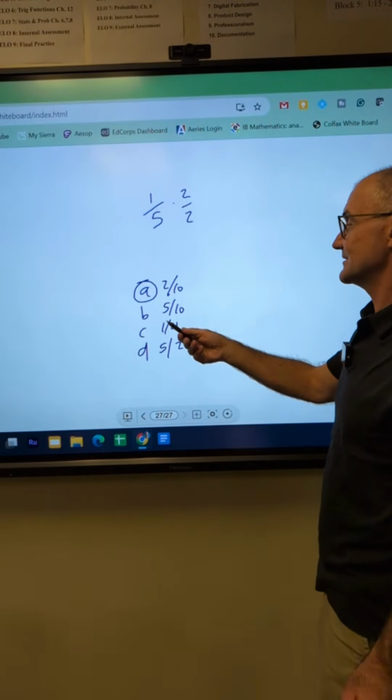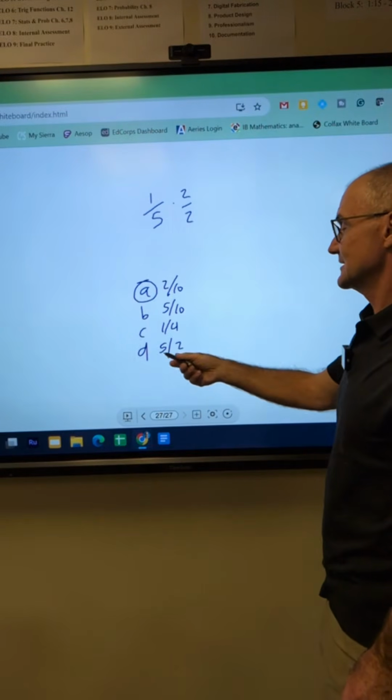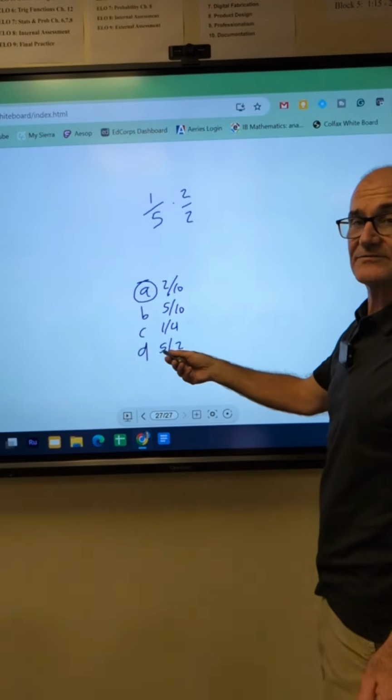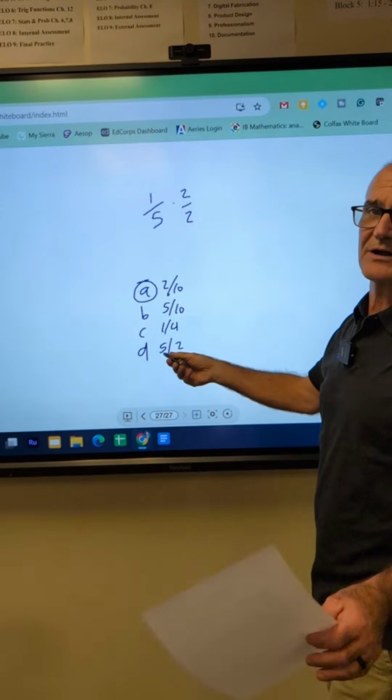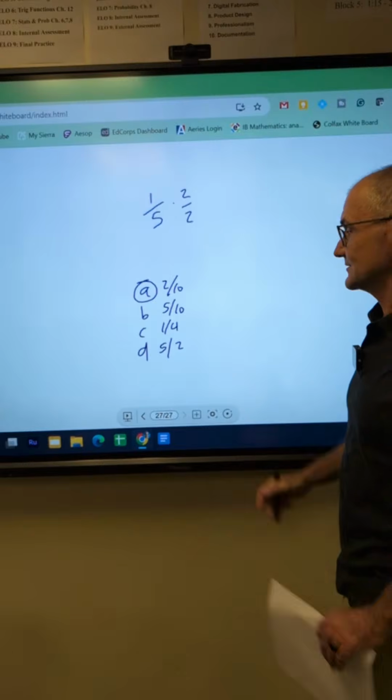5/10 is a half. I could eliminate that. 1/4 and 1/5 can't be the same. This is a really big number, right? 5 over 2 as an improper fraction would be 2.5 as a mixed number. So correct answer A.